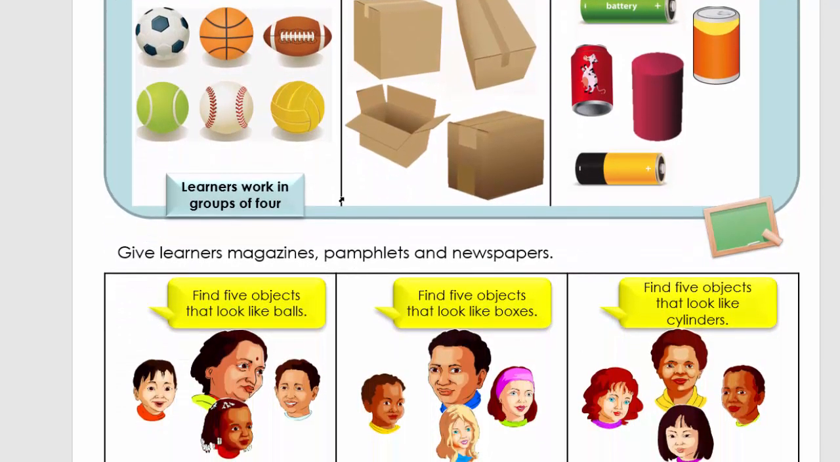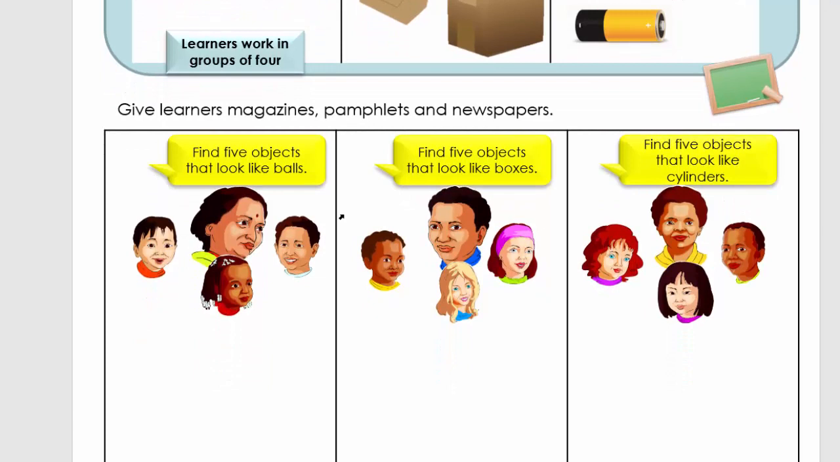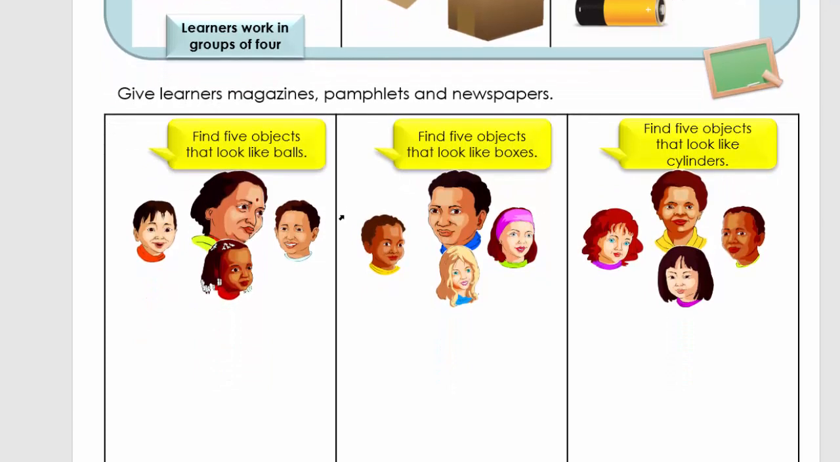So let's quickly see what you are going to do as a family. We're going to find 5 objects that look like balls. They only have to look like it. It doesn't have to be an exact ball. Then 5 objects that look like boxes, and 5 objects that look like cylinders. If you can't collect all 5, find a magazine or a newspaper or any drawing where you can find these. But remember, to touch, to feel, to move, to pass on to somebody else, we just learn better.